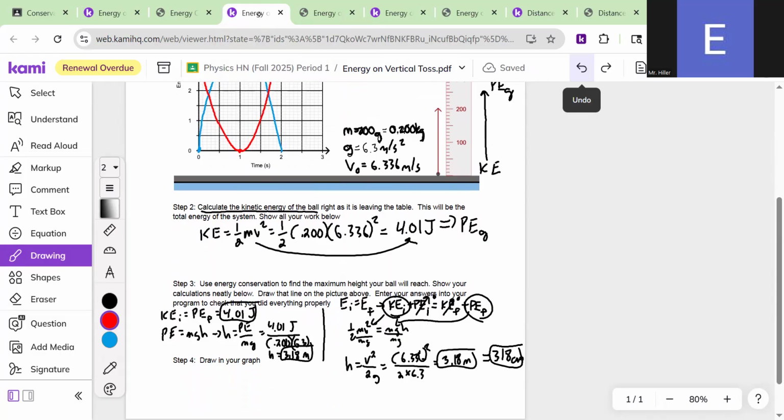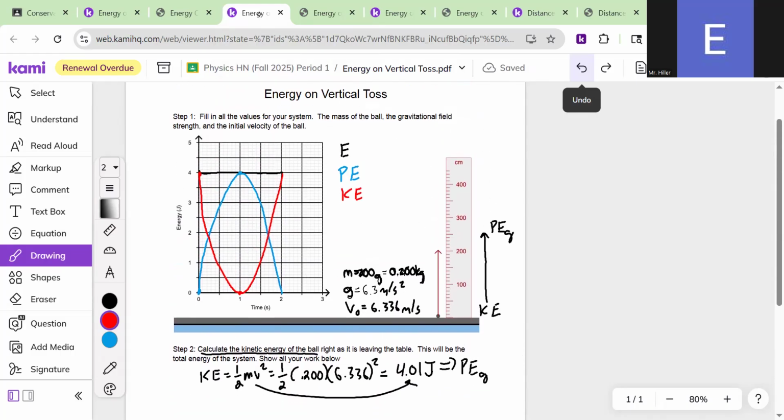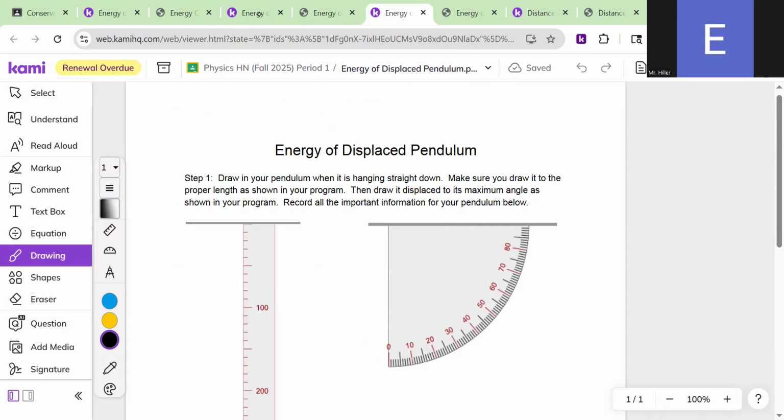Okay, so that is question number 2, energy on a vertical toss. Hopefully you were able to get it right as well. All right, if so, let's move on to question 3. Question 3 is about finding the energy of a displaced pendulum.